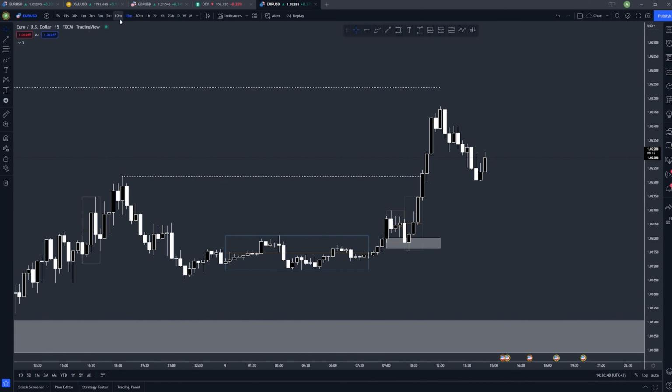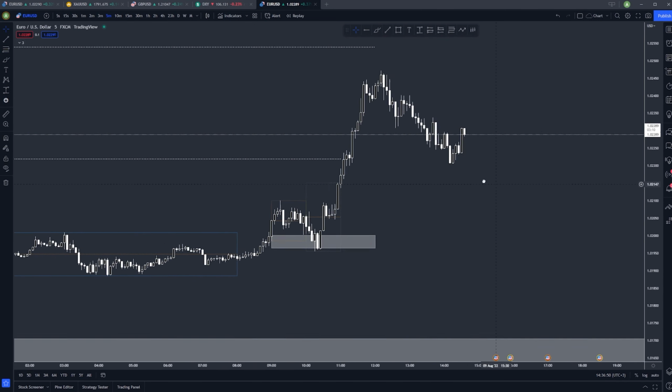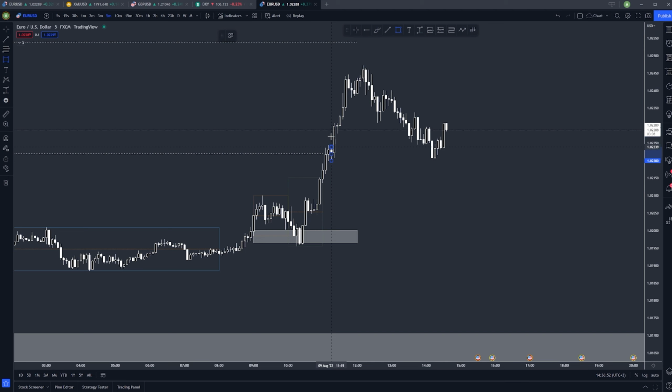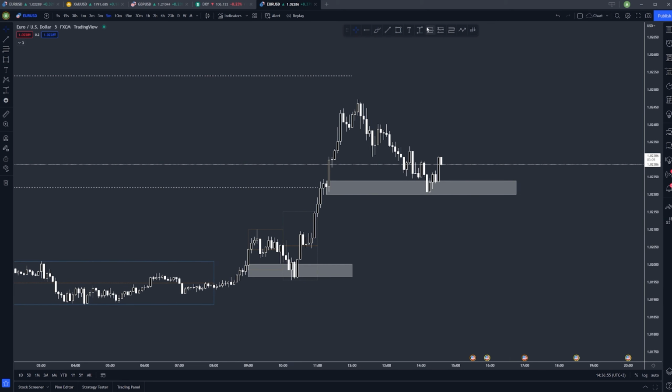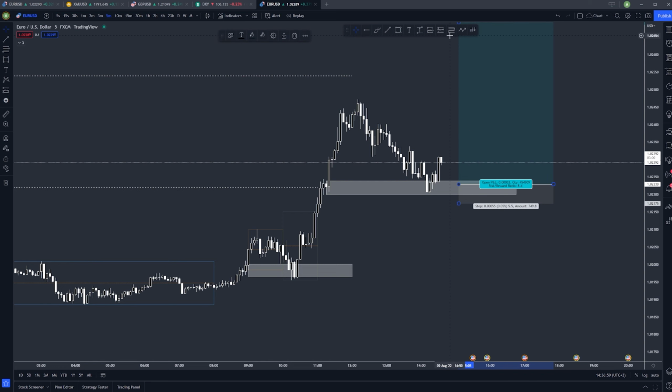Maybe I will look for a buy position in the New York session. You see how we're reacting from this area here. So if that holds during the New York session, that's gonna be a good buy for the high or even higher.